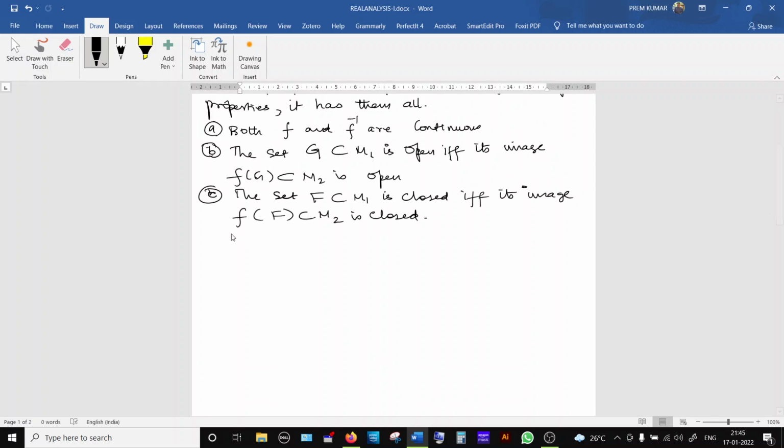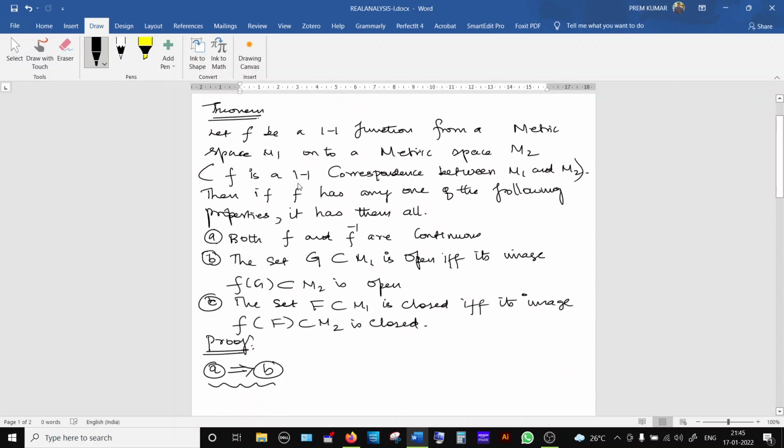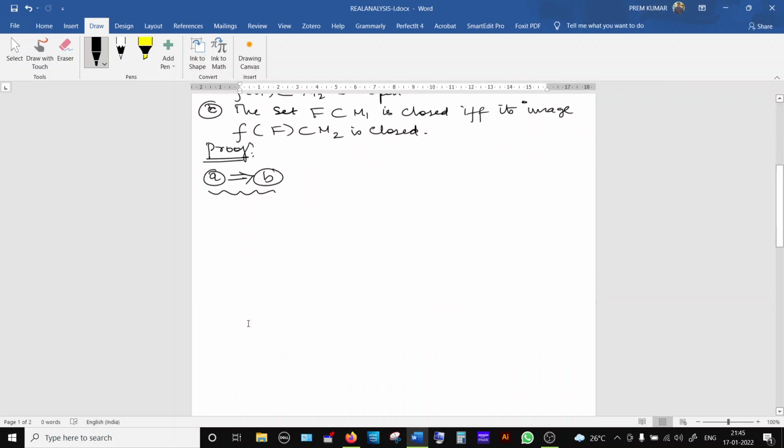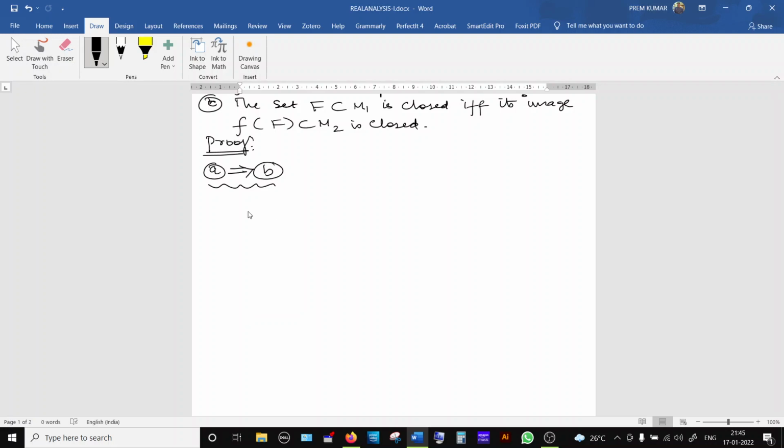So the proof of this theorem is of this type. We are first going to prove the implication A implies B. For all three statements, the common assumption is that f is one-to-one and onto, that is, f is a one-to-one correspondence. So now we start proving: if A is true, then B is true.